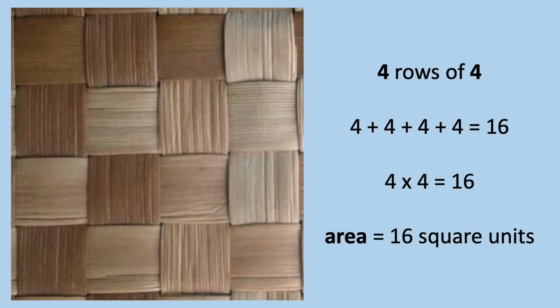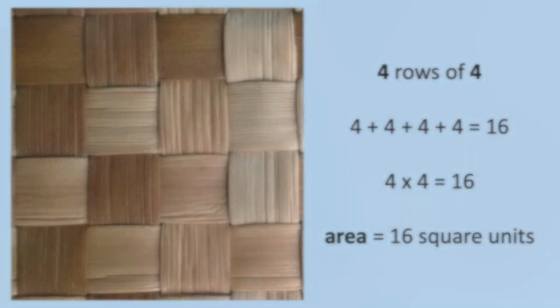We can see that there are 4 rows of 4, so we could add 4 plus 4 plus 4 plus 4 and get 16. Or we could multiply 4 rows times 4 in each row equals 16 square units. So the area of this Lauhala mat is 16 square units.